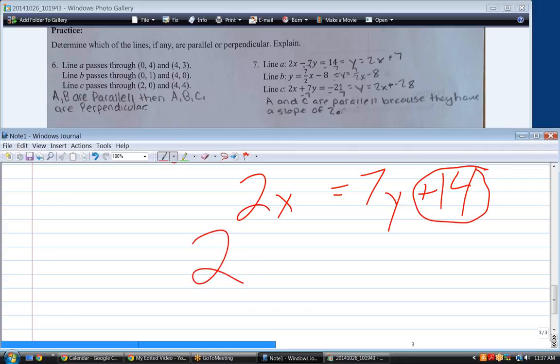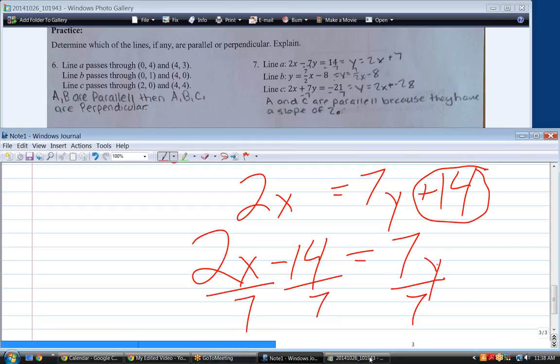Let's move it to the other side. Now we have 7y. We're getting closer to isolation. It's not quite y yet, and the way to get rid of the 7 is to divide everything by 7. Okay, now you've got y equals 2/7 x. Separate that coefficient out on its own because that's slope. Minus 2. Okay. Now we know the slope.